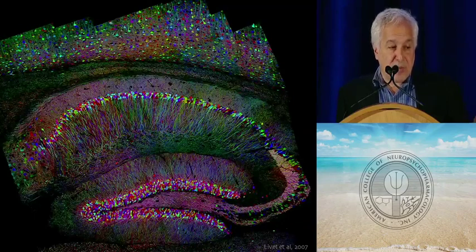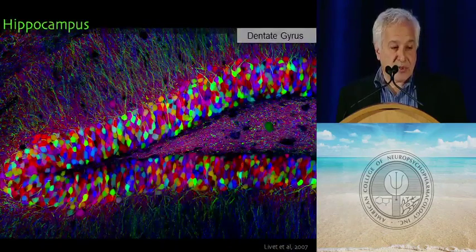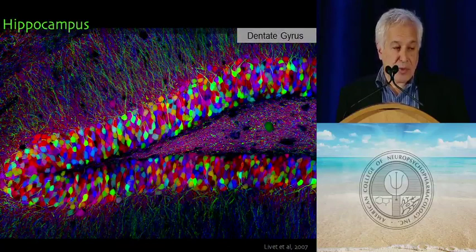And these brains have many more colors. The cortex is at the top and the hippocampus is right in the middle there. And here's the dentate gyrus. There's clearly a lot more colors in these animals. We've used these to watch axons that grow out to the periphery.